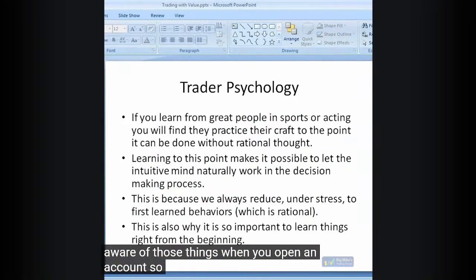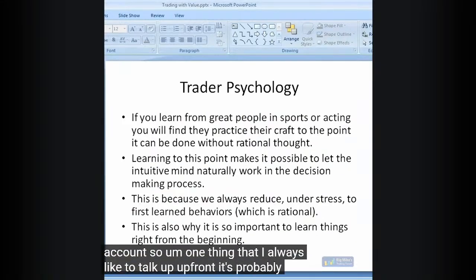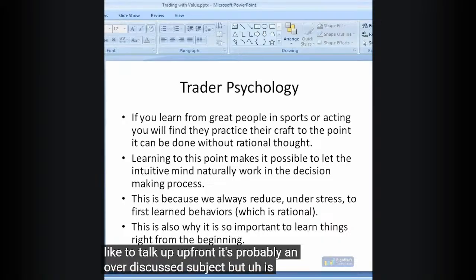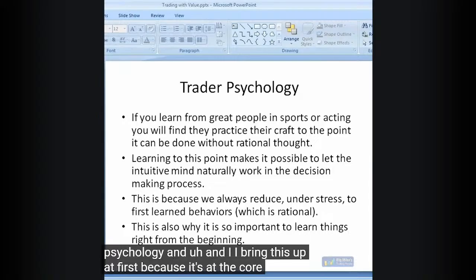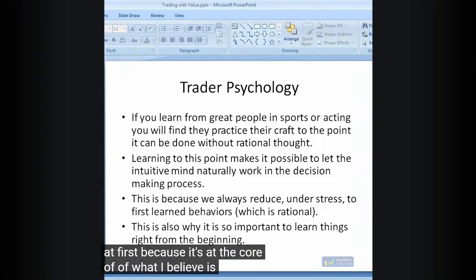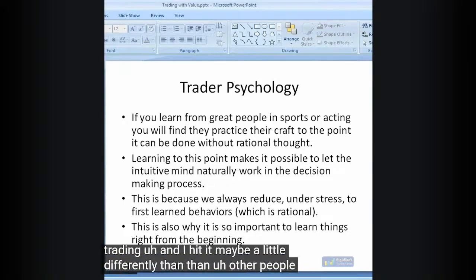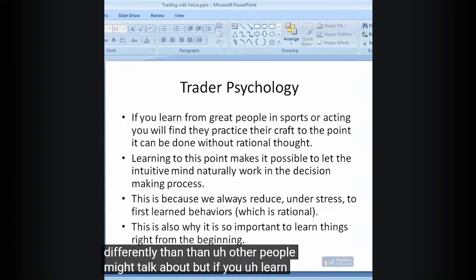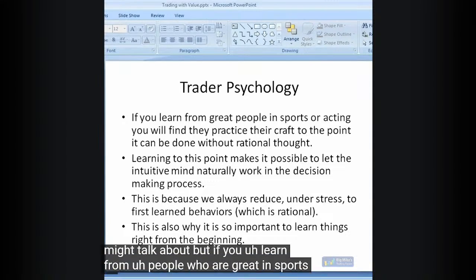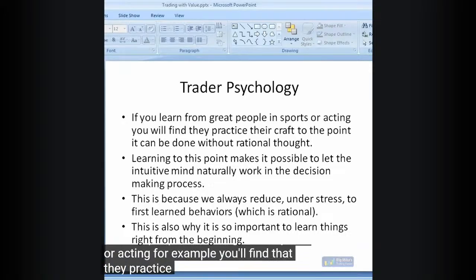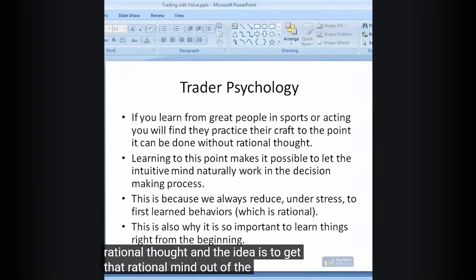So one thing that I always like to talk about up front, it's probably an over-discussed subject, is trader psychology. I bring this up first because it's at the core of what I believe is an effective approach to trading. And I hit it maybe a little differently than other people might. If you learn from people who are great in sports or acting, for example, you'll find that they practice their craft to the point that they can do it without having any rational thought. The idea is to get that rational mind out of the way.